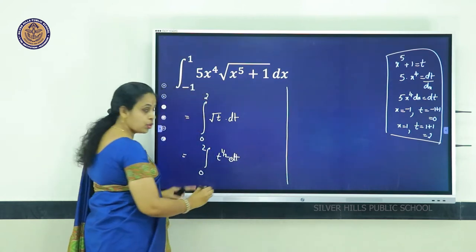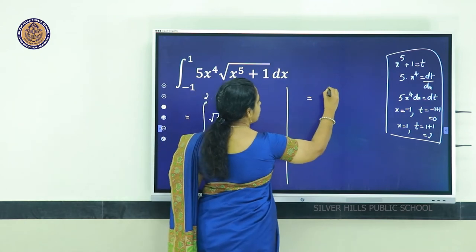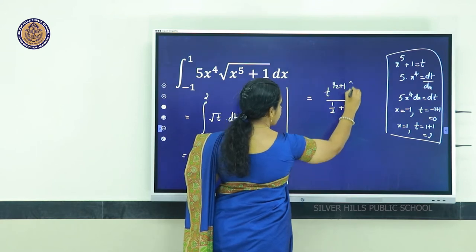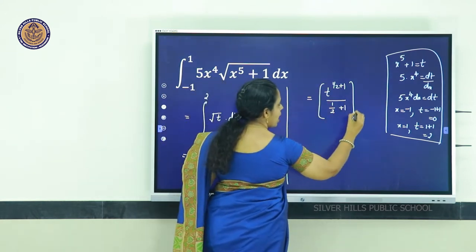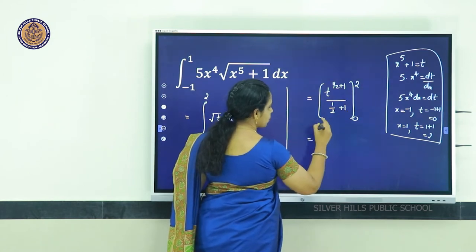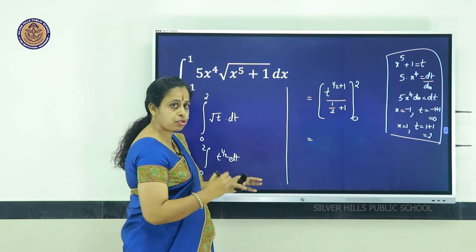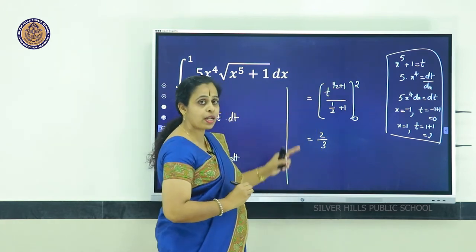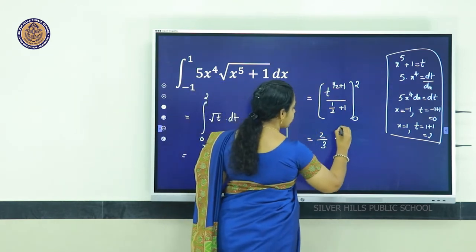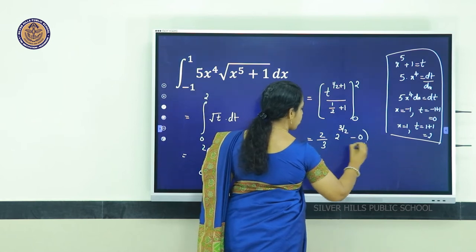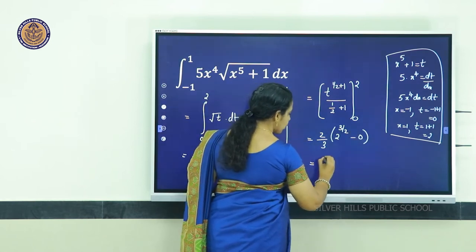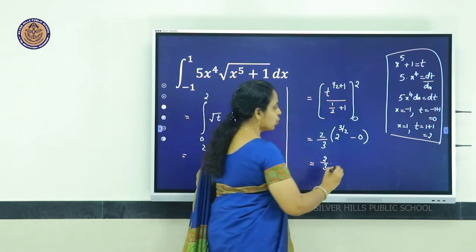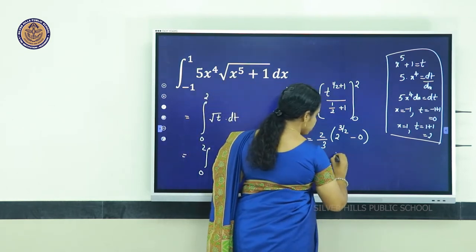When you integrate, you will get equal to t raised to half plus 1 by half plus 1 under the limits 0 and 2, which will be equal to 1 by 2 plus 1 will be 3 by 2. It's reciprocal, 2 by 3 into giving t the value 2, 2 raised to 3 by 2 minus 0 equal to 2 by 3 into, what is 2 raised to 3 by 2? 2 cube raised to 1 by 2.